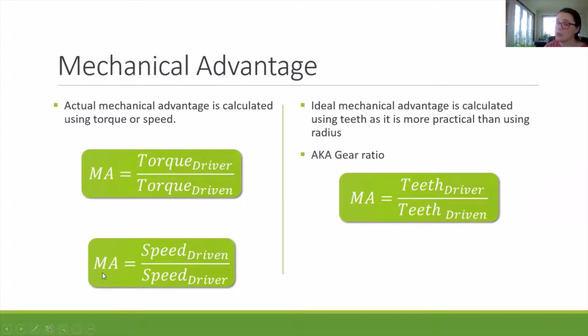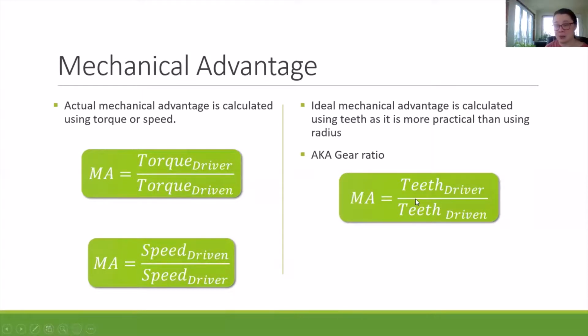All right, we can also find gear ratio using speed, mechanical advantage using speed. Mechanical advantage is just like a gear ratio, except it's not the ideal gear ratio. And then for ideal mechanical advantage, we count the number of teeth, and it's the ratio of the teeth of the gear that's driving to the driven gear. So input divided by output. So these are our 3 ratios that we use.